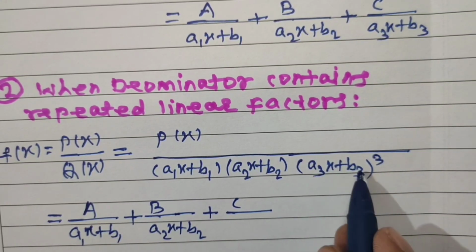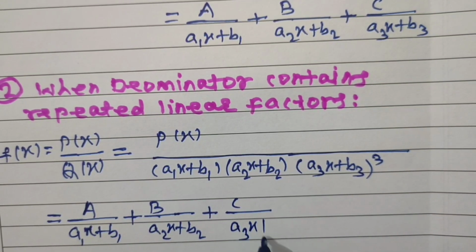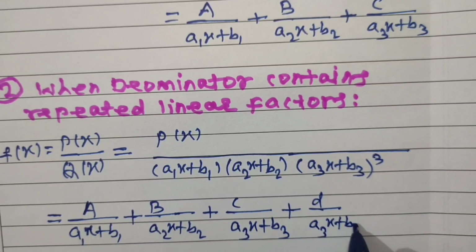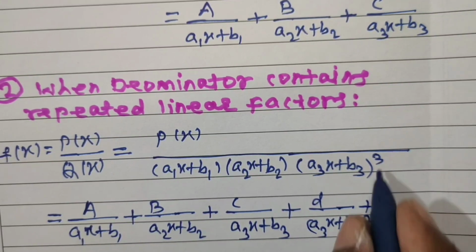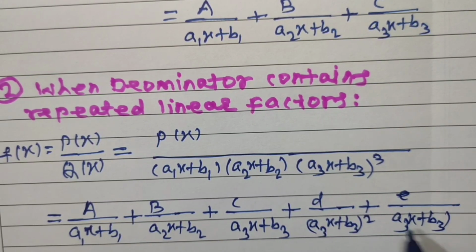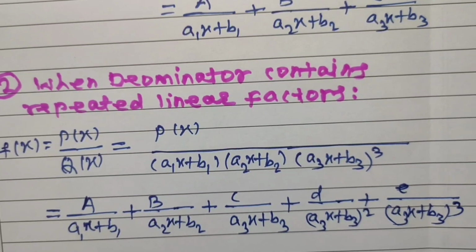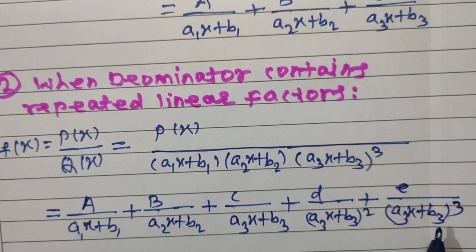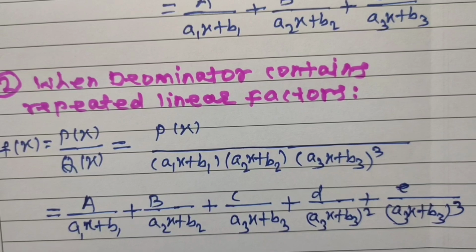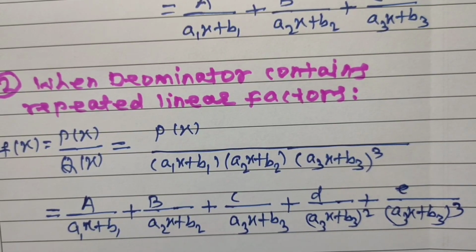So first power a3x plus b3 plus d upon, now increase power by 1, a3x plus b3 square of this, plus up to cube e upon a3x plus b3 its cube. Okay, like this you have to express this linear polynomial in this form, and then you can find its partial fractions. But this representation of given rational function is very important to get the partial fractions of given rational function.